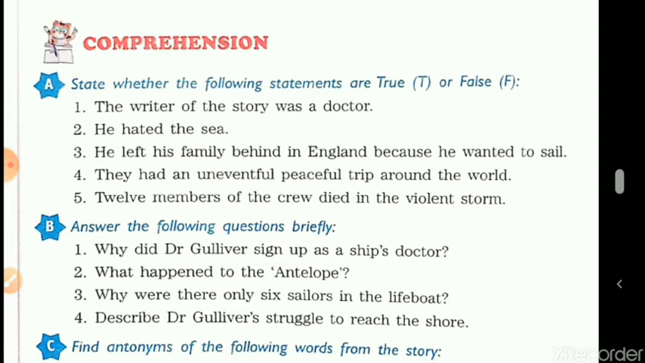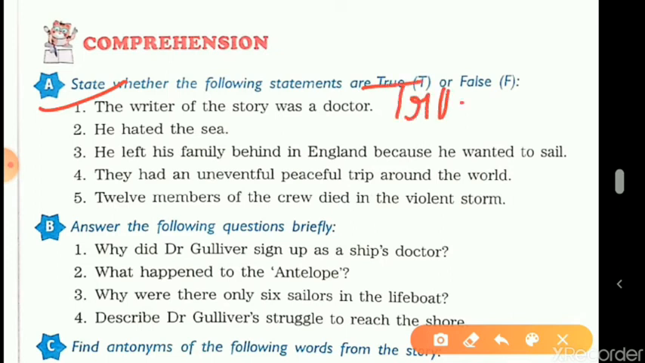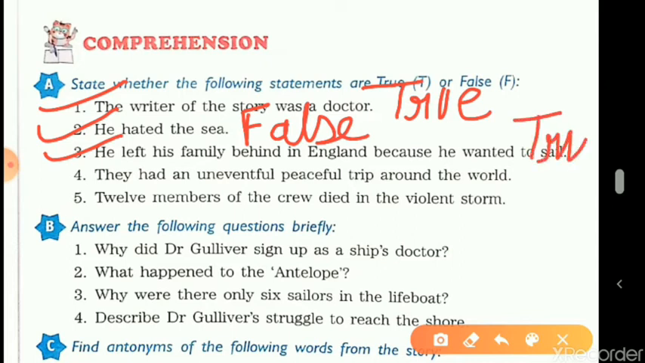Now let's revise the first exercise of comprehension. Exercise A. State whether the following statements are true or false. The first one, the writer of the story was a doctor. This is a true statement. Second, he hated the sea. Children, this is a false statement. Third, he left his family behind in England because he wanted to sail. True. This is a true statement.